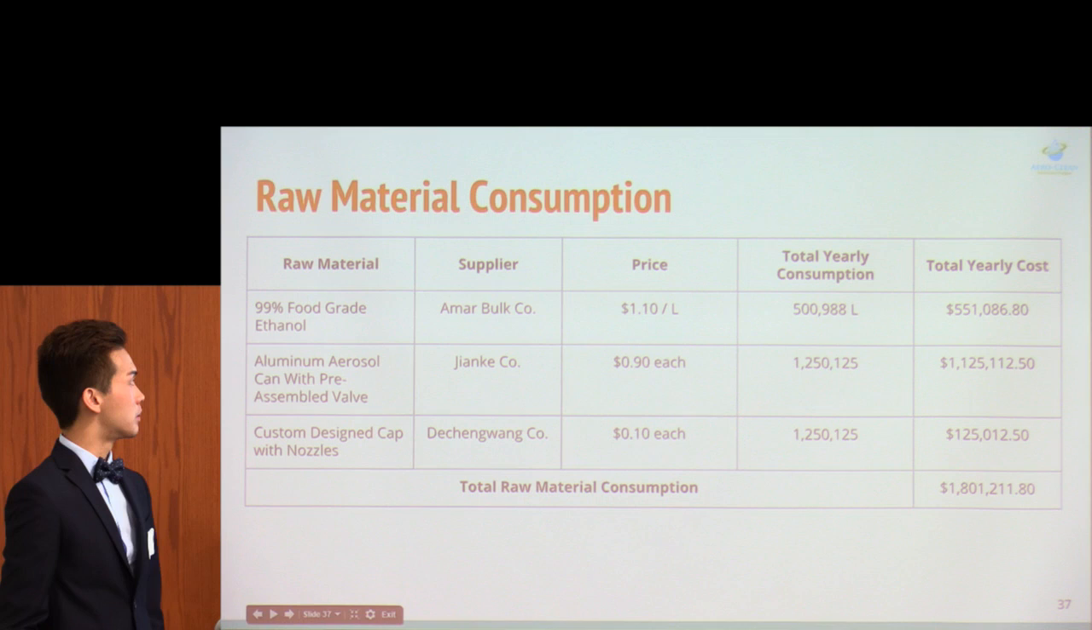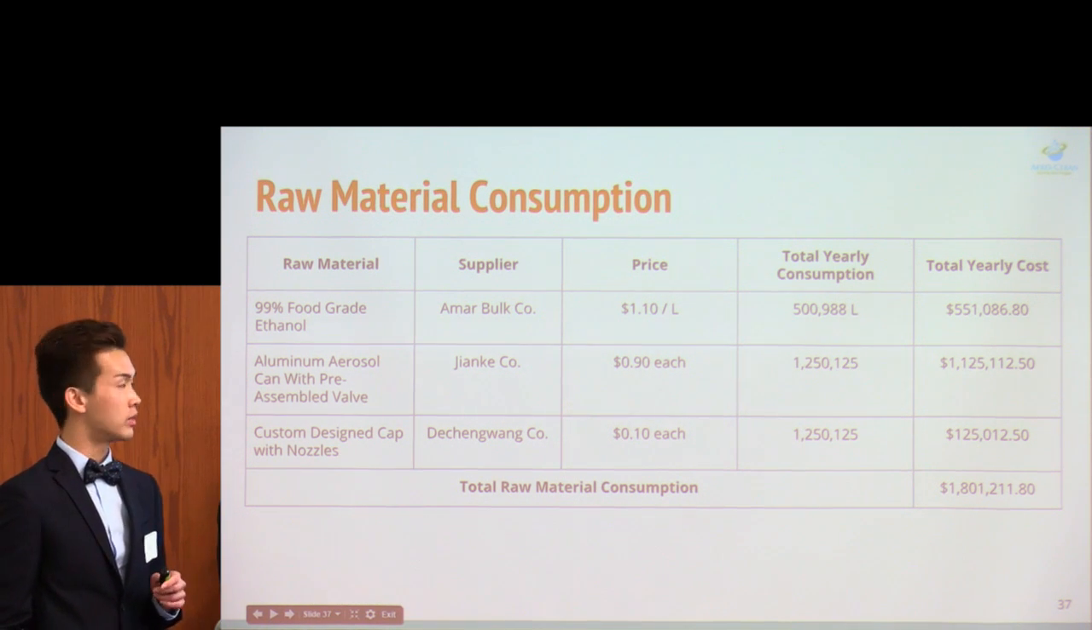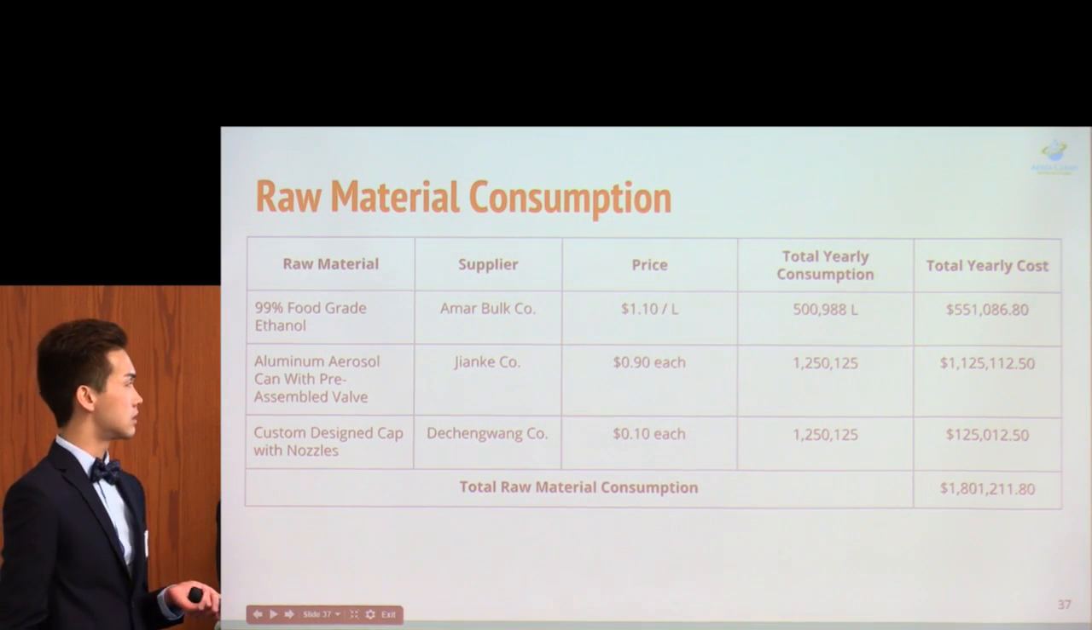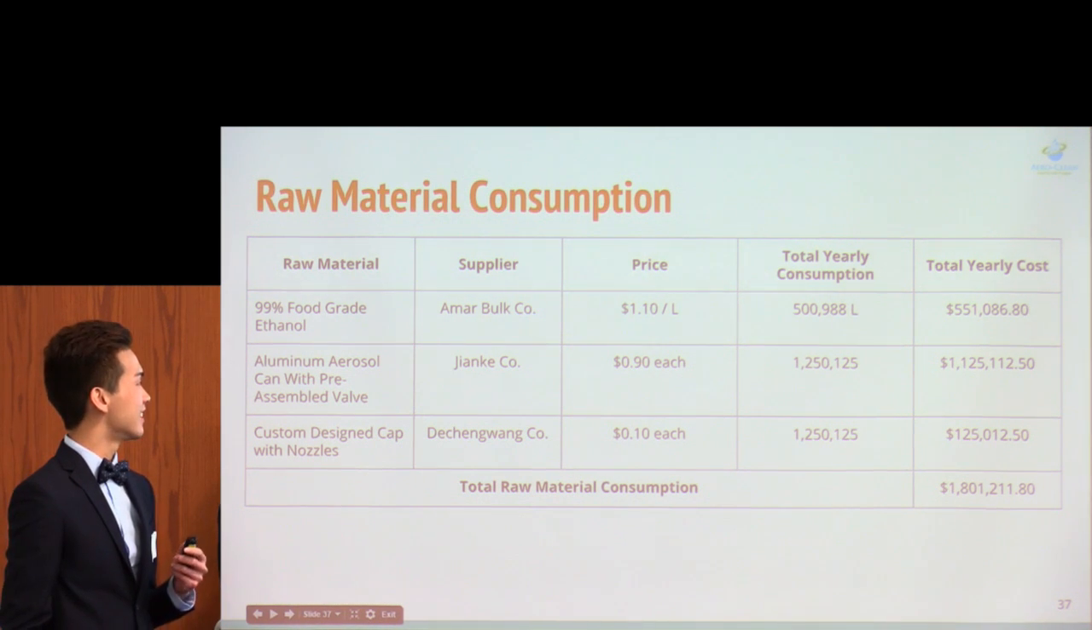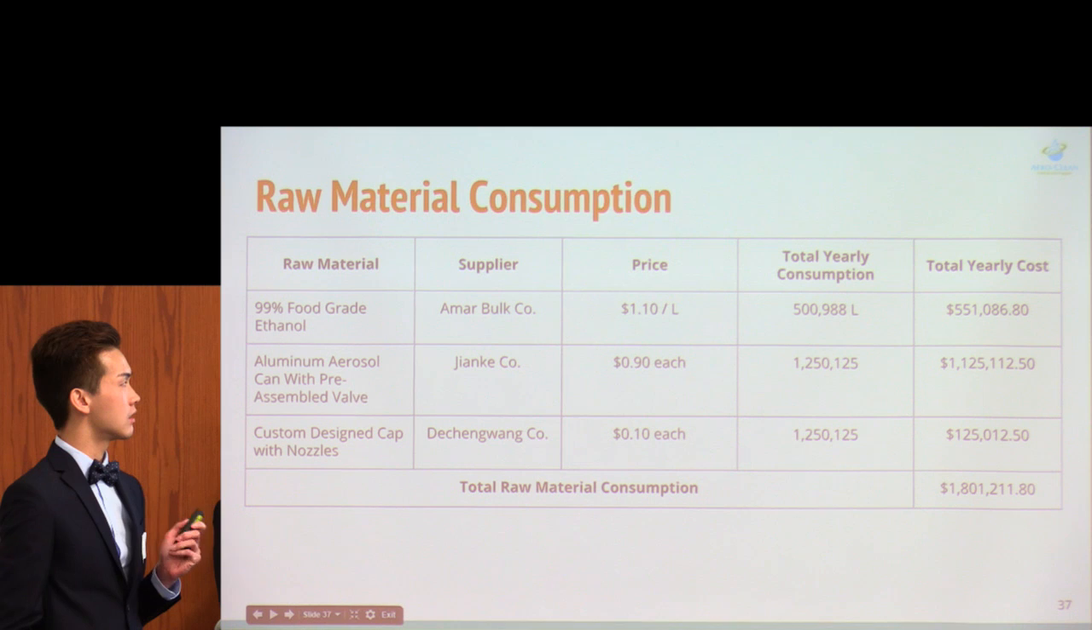For our raw materials, we're purchasing 99% food grade ethanol at $1.10 per liter. We found a vendor for aluminum aerosol cans with already pre-assembled valves that sells the cans for 90 cents each. But since we're buying in bulk, the cost will probably go down. And we're also purchasing caps with our design from a company for 10 cents each, and that's made out of plastic. Our total yearly cost for raw materials will be $1.8 million.